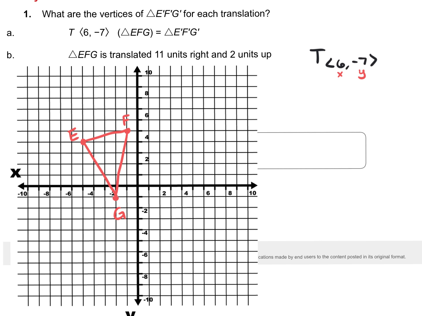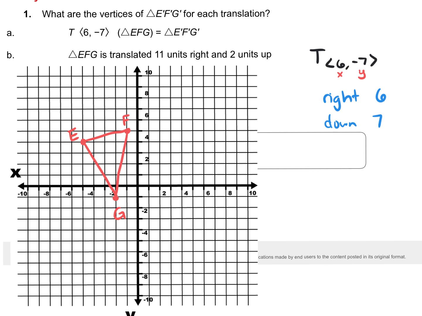What do you think this means for the X direction? What way are we moving? We're moving side to side. What direction? We're going to go right 6. Why did you say right? Because it's positive. Okay, what do you think that negative 7 means for the Y's? We're going to go down 7. Okay, so what do you think we're going to do to every single point? Go right 6, down 7.